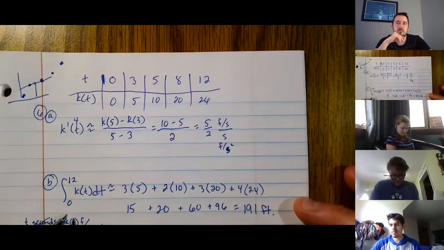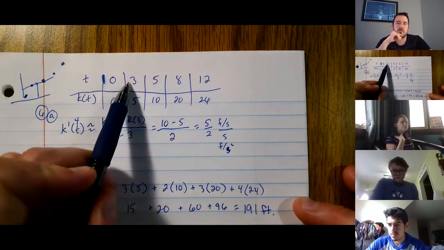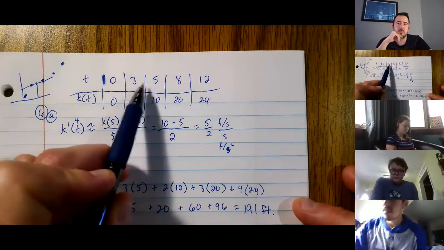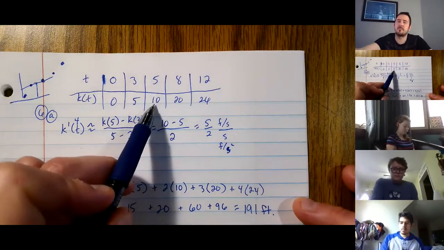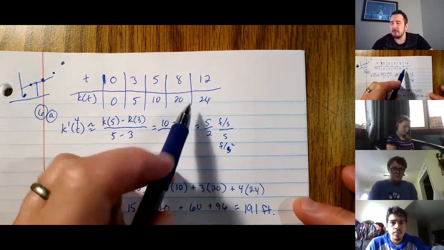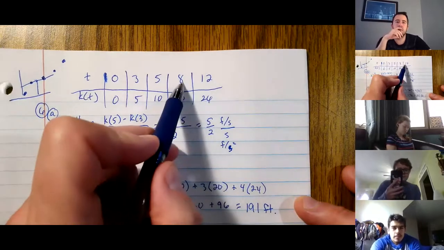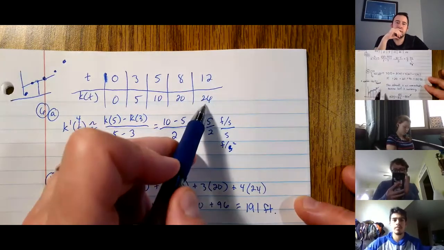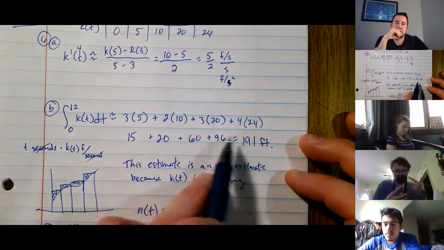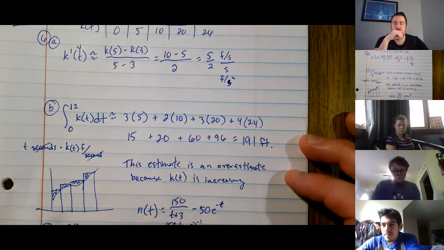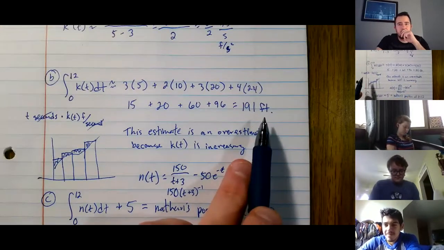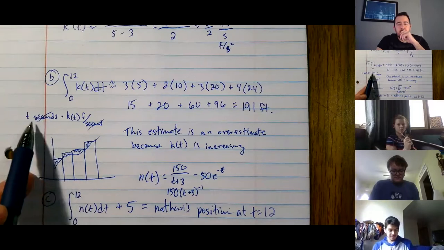Remember, the right Riemann sum is going to be taking the width from 0 to 3, so 3 times the right-hand value, plus the width from 3 to 5, which is 2 times the right value, plus the width from 5 to 8, which is 3 times the right-hand value of 20, and then plus the width from 8 to 12, which is 4, times the right-hand value of 24. So I got 3 times 5 plus 2 times 10 plus 3 times 20 plus 4 times 24, which does simplify to 191, which, like I've said before, you do not need to simplify. Now the units: we are taking the time, which is seconds, and multiplying by k of t, which is feet per second.